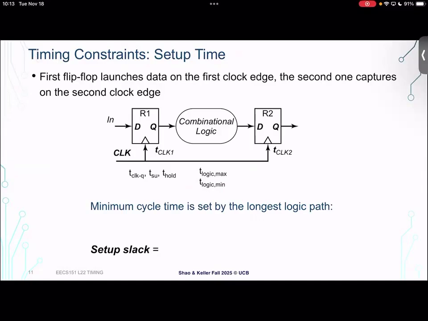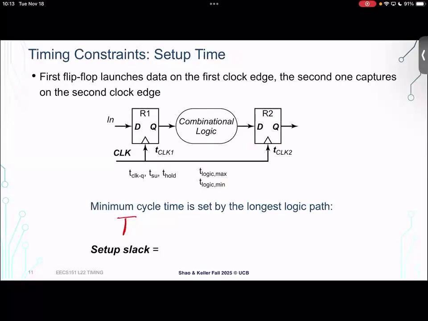We need to look at every single path in the design in order to analyze the setup time and take the very worst case. So this cartoon only shows a single path, but there will be thousands or even millions of paths in your design. I'm not going to show that explicitly in notation, but just keep that in mind. So the minimum cycle time T is set by the longest path.